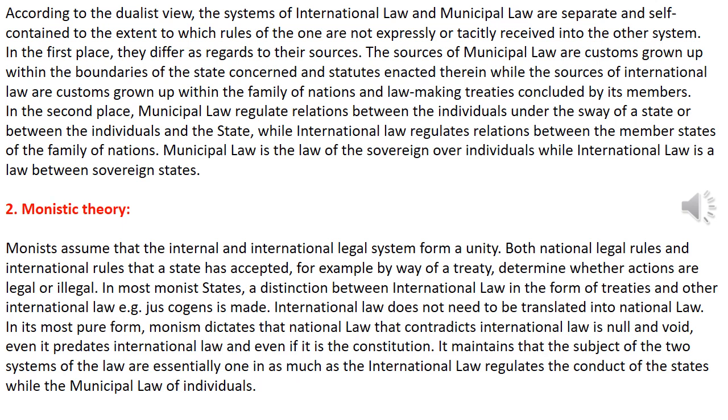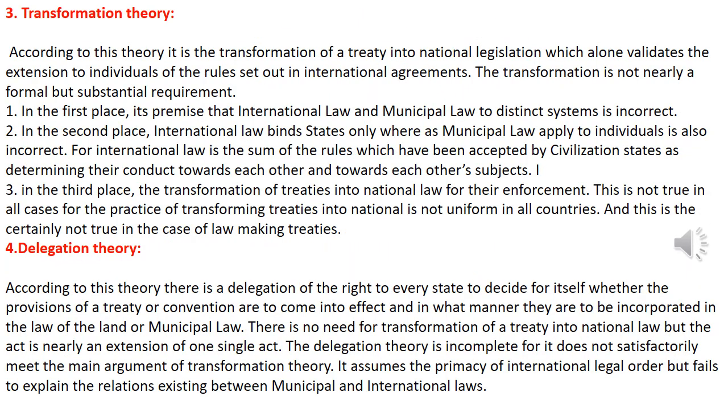In its purest form, monism dictates that national law that contradicts international law is null and void, even if it predates international law and even if it is in the constitution. It maintains that the subjects of the two systems of law are essentially one, and international law regulates the conduct of states while municipal law regulates that of individuals. So monistic theory says that there is no difference between international law and municipal law. They both are parts of the same law, and if there is any contradiction between international law and municipal law, then international law will prevail over municipal law.